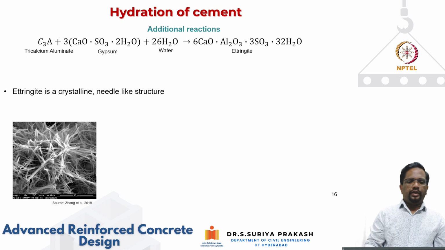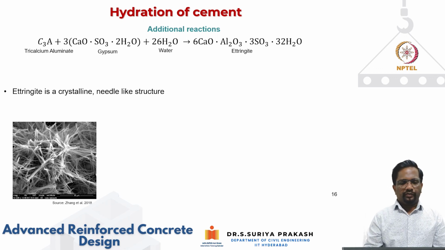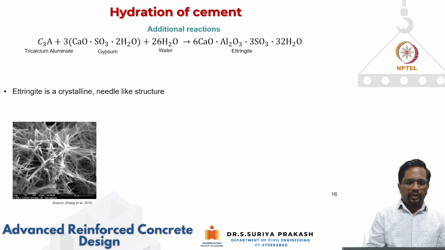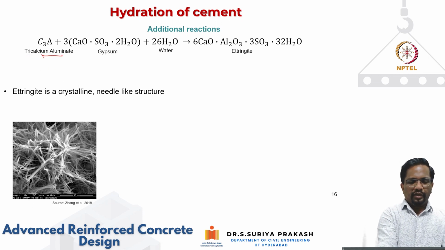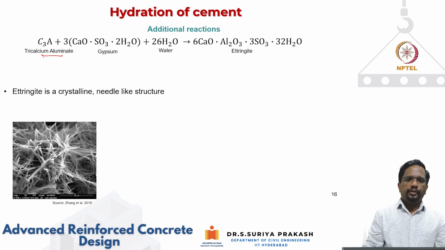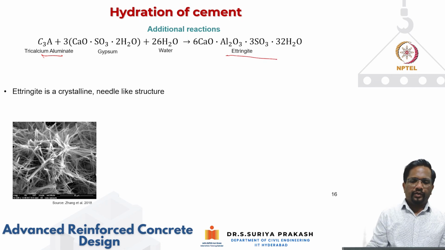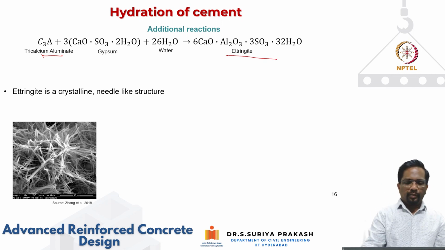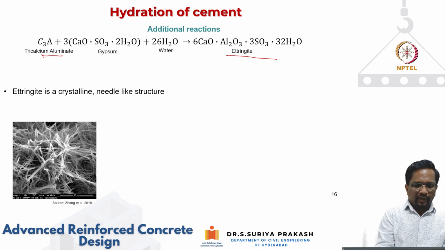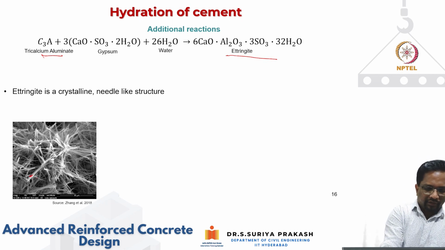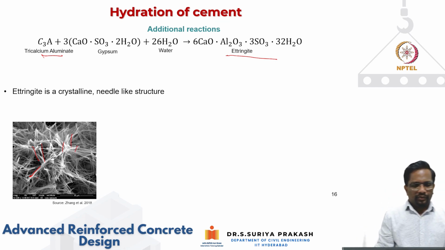In addition to that, we also have other components, as we have explained in the previous slide. So you have tricalcium aluminate, right? The tricalcium aluminate is going to react with gypsum and water to produce something called ettringite. The chemical formula is given here: CaO·Al2O3·SO3 and water. This ettringite is a crystalline, needle-like structure. What you see here are all these needle-type structures.